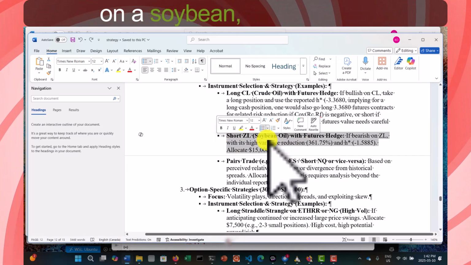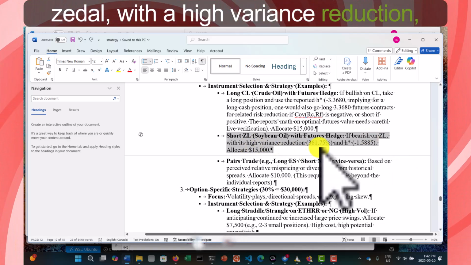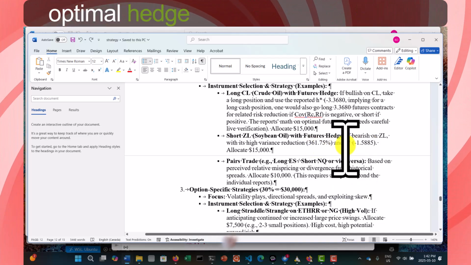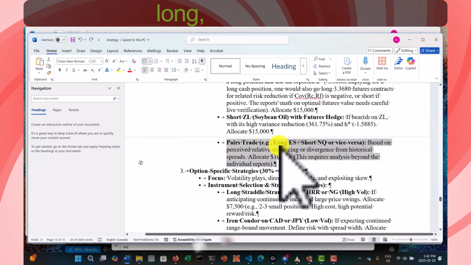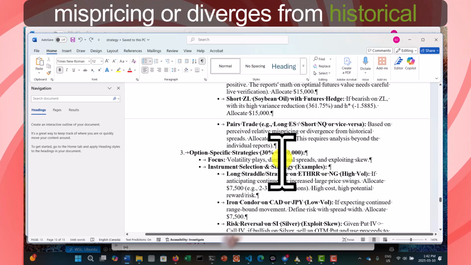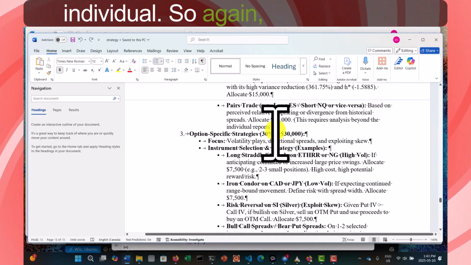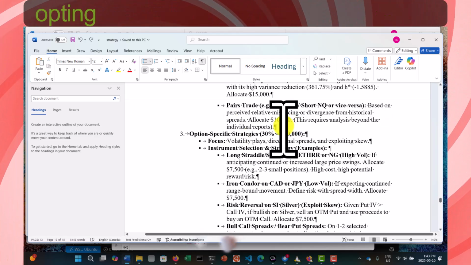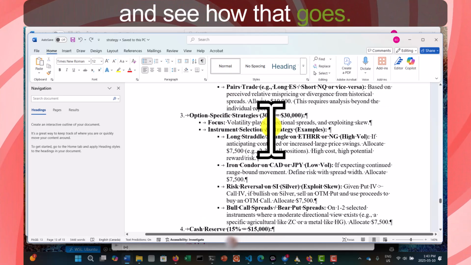Here on a soybean ZL futures hedge, bearish on ZL with a high variance reduction, 75.361%, and an optimal hedge ratio, allocate 15,000. Pairs trading. So now it's telling me long ES, short NASDAQ, based on perceived relative mispricing or divergence from historical spreads, allocate 10 grand. This requires analysis beyond the individual report. So again, I could build a separate trading system, trading strategy, trading bot just on this one opportunity right here. Okay. And I only allocate 10 grand and see how that goes.